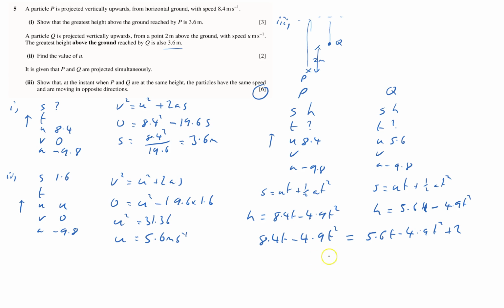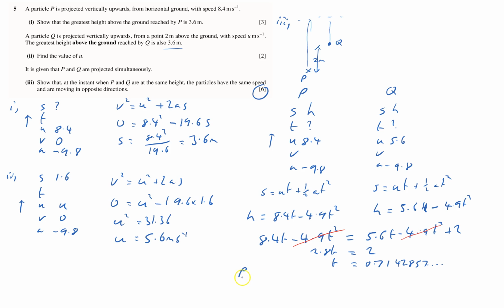This will give me that the 4.9t squared and minus 4.9t squared will disappear, and this will say that 2.8t equals 2, so t will equal 0.714285. Okay, and now we can find out the velocity.